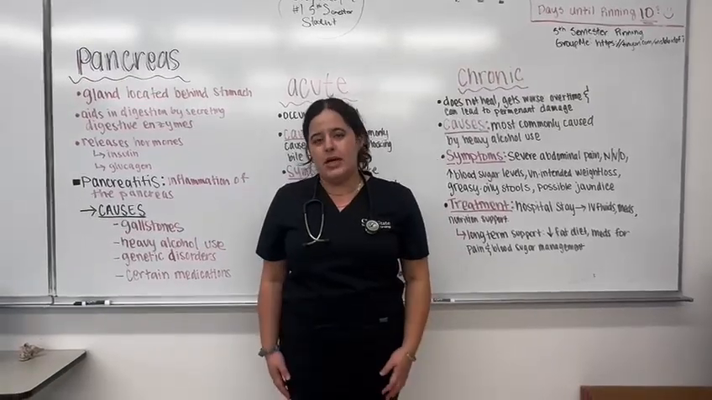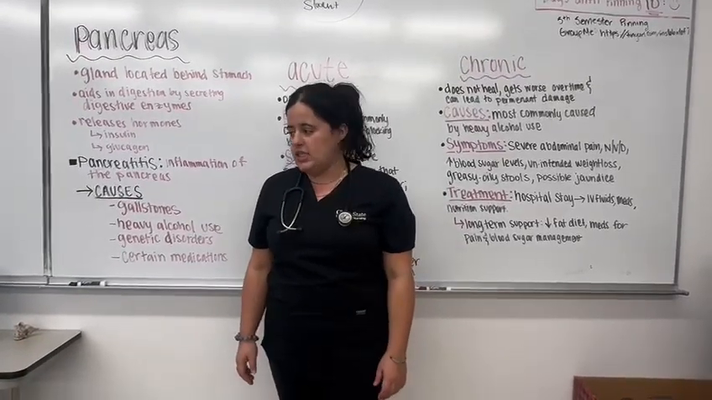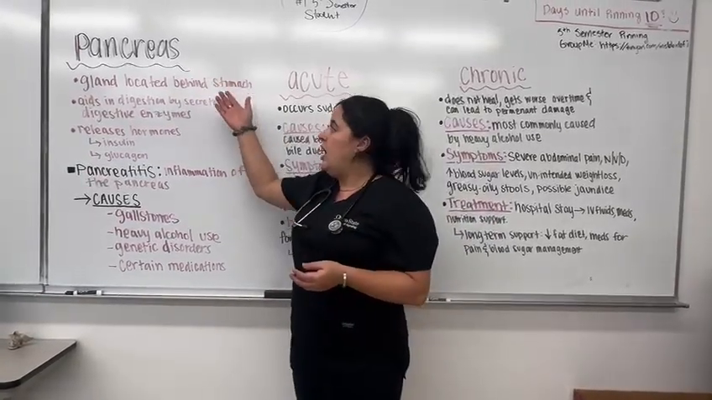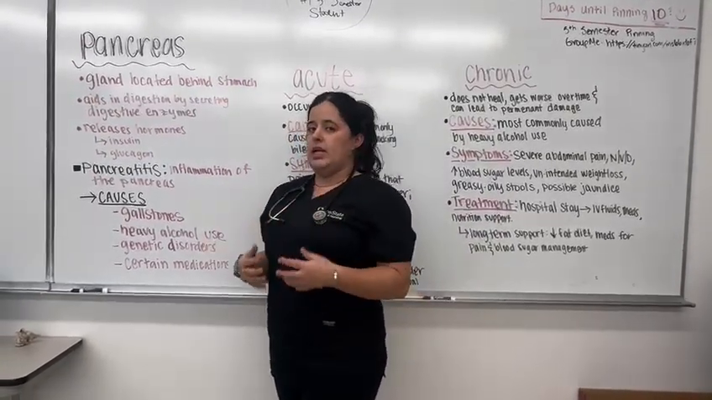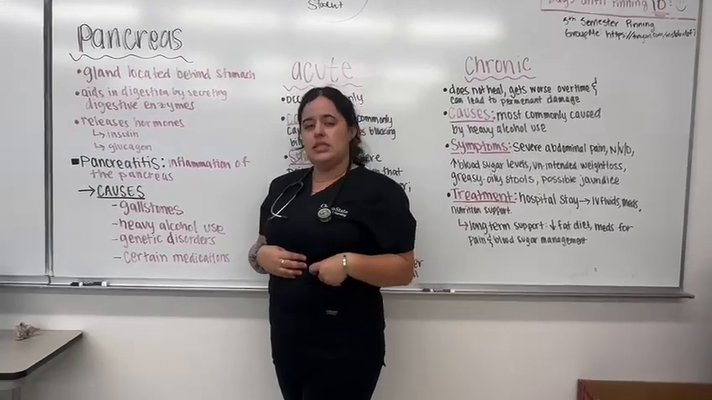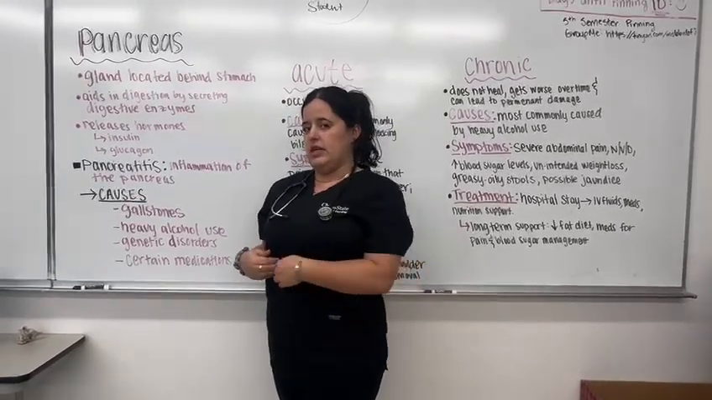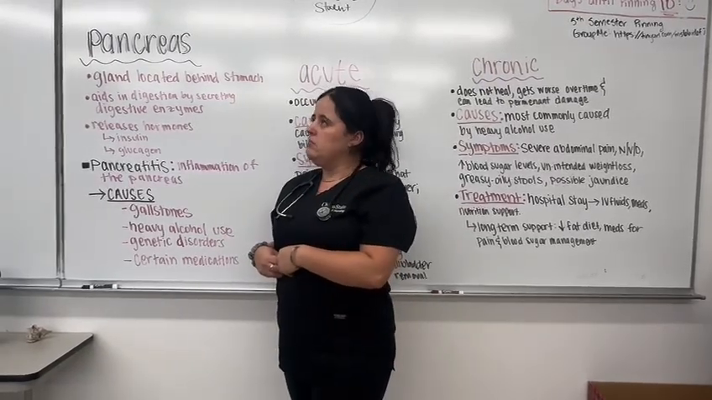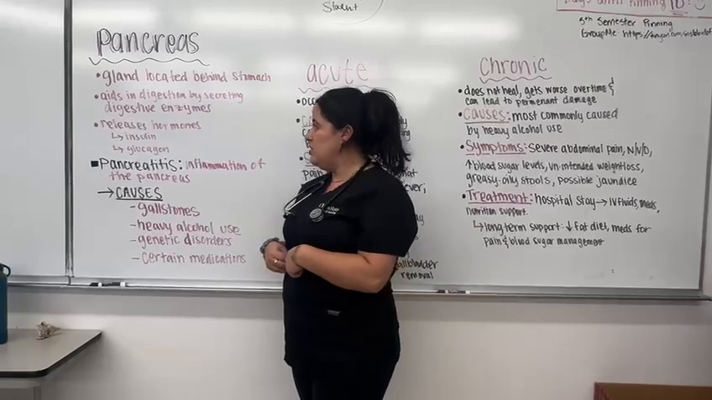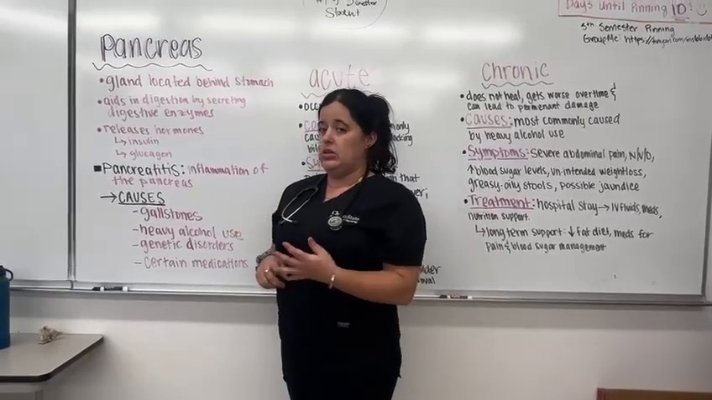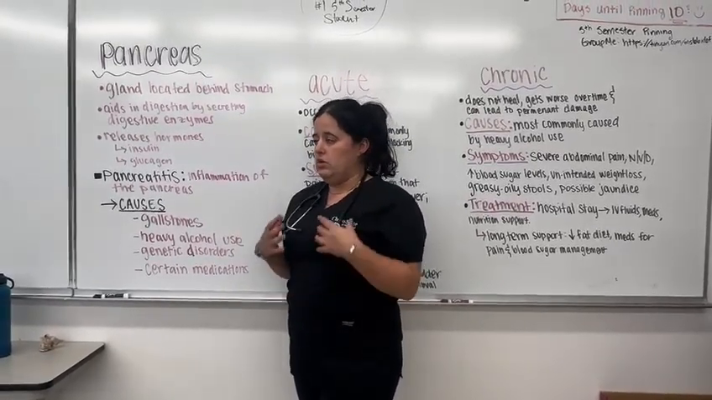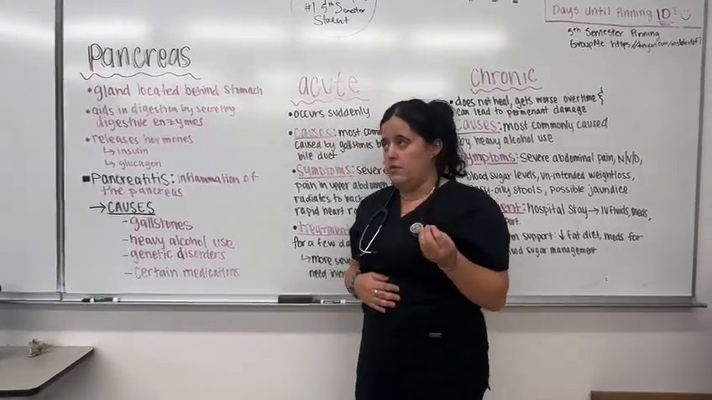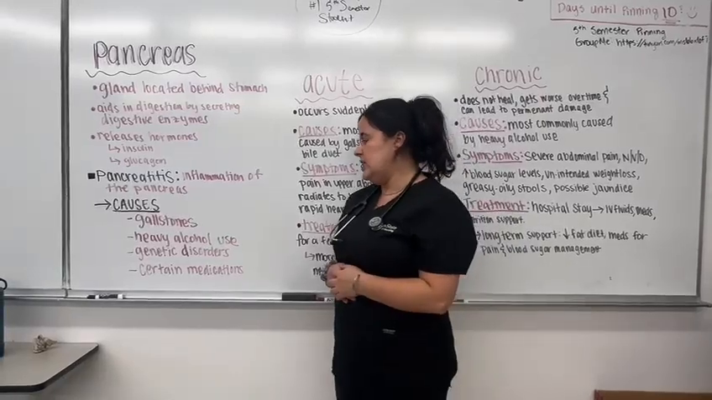Okay, hi, I'm doing my project on pancreatitis, so we're going to do a little bit of a background first. So a pancreas is the gland that's located right behind the stomach, and it aids in digestion by secreting digestive enzymes into the small intestine via the pancreatic duct, and it also releases hormones like insulin and glucagon, which are also essential. So what pancreatitis is, it's essentially the inflammation of the pancreas.